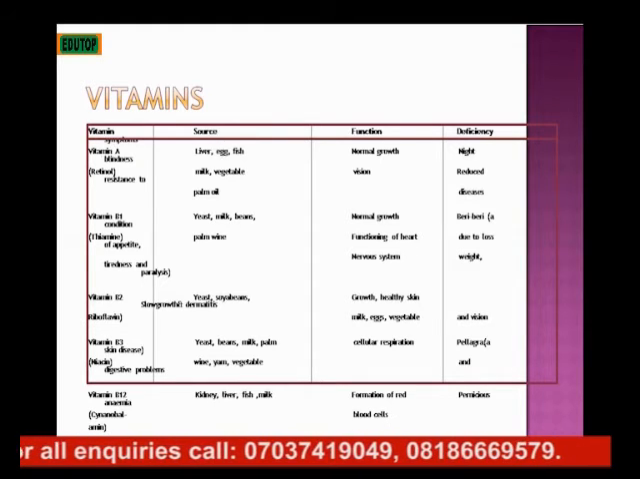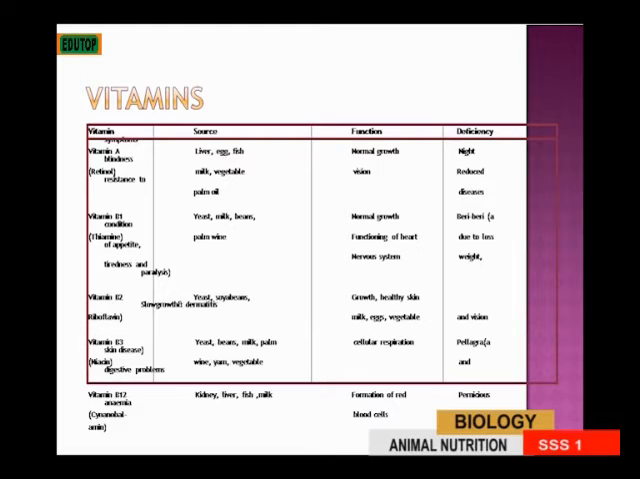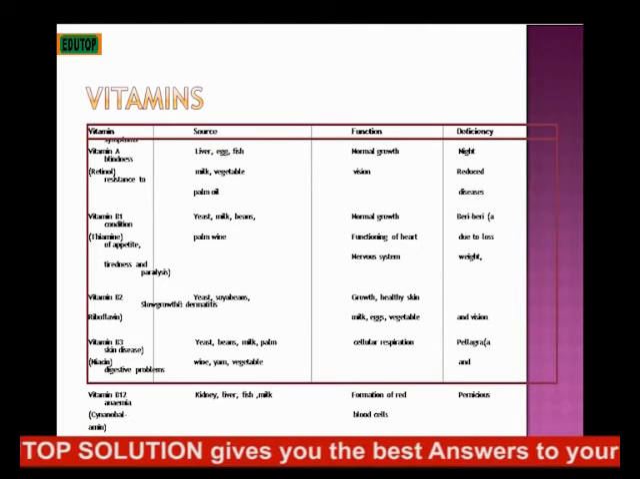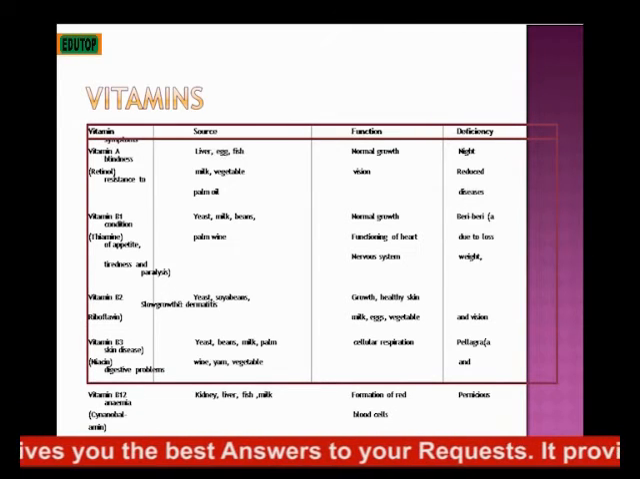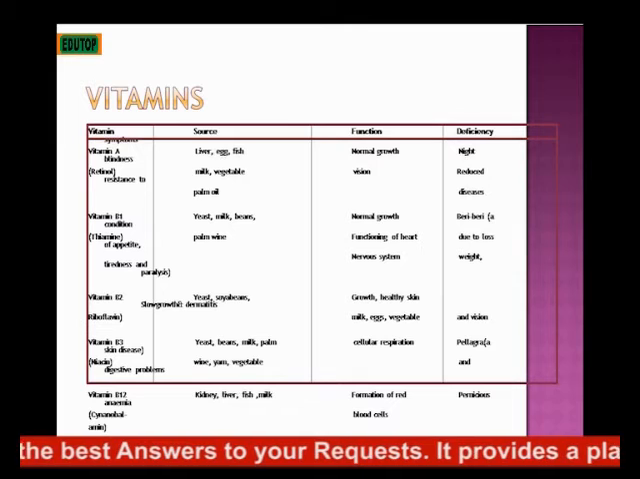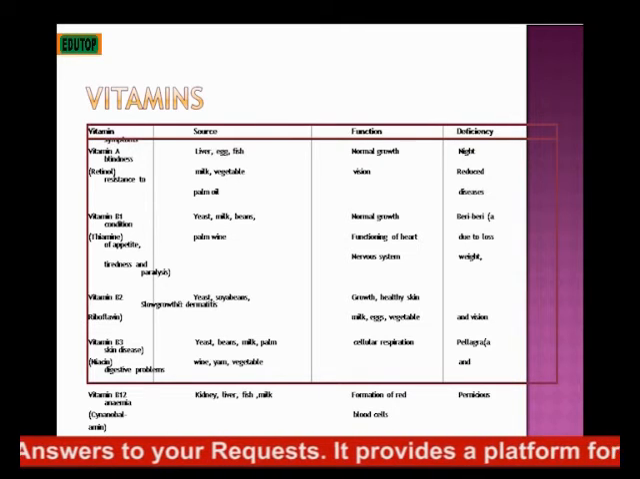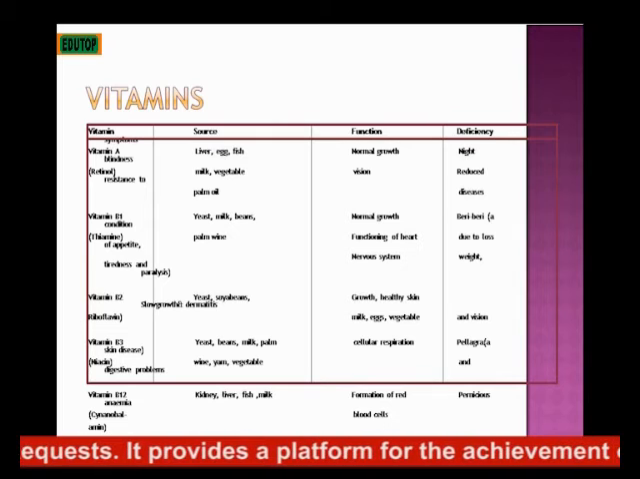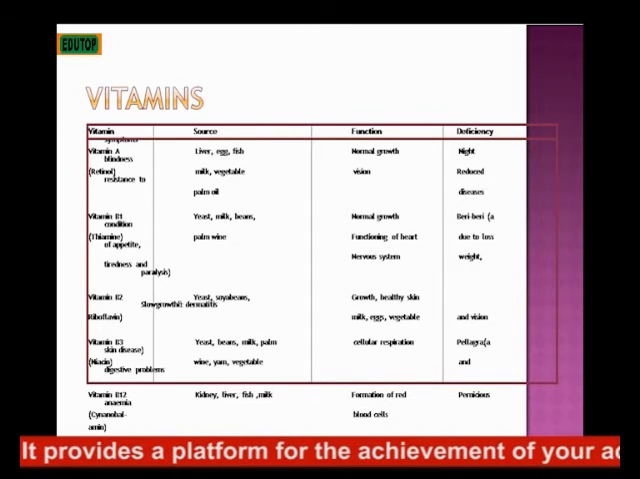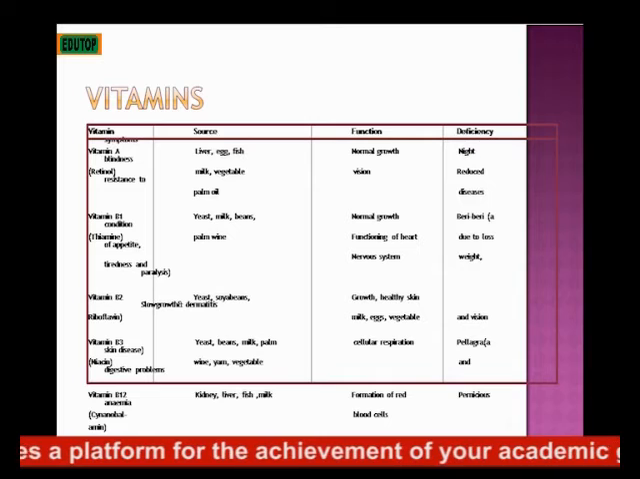Then the next vitamin is vitamin B1, that is called thiamine. You can find thiamine in yeast, milk, beans, and palm wine. Vitamin B1, thiamine, helps the body in normal growth, then in the functioning of the heart, then in the nervous system, in the nervous coordination of the body.